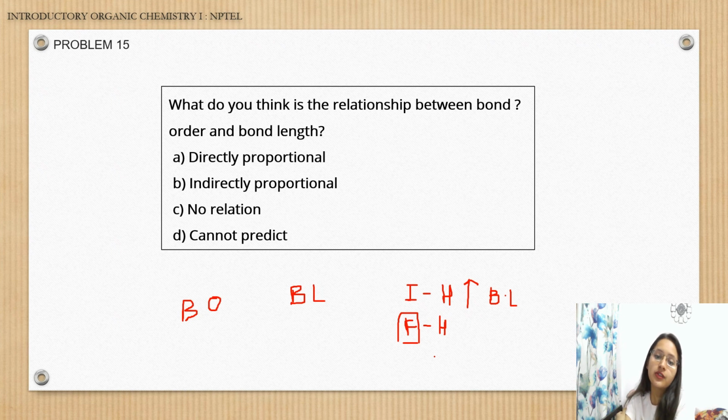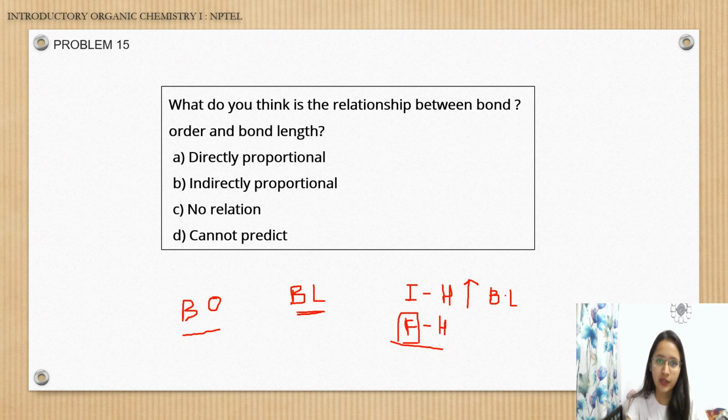HF is more polar. So this is what about bond length, and this is what about bond strength. Here the strength of this HF bond is higher than the HI bond.